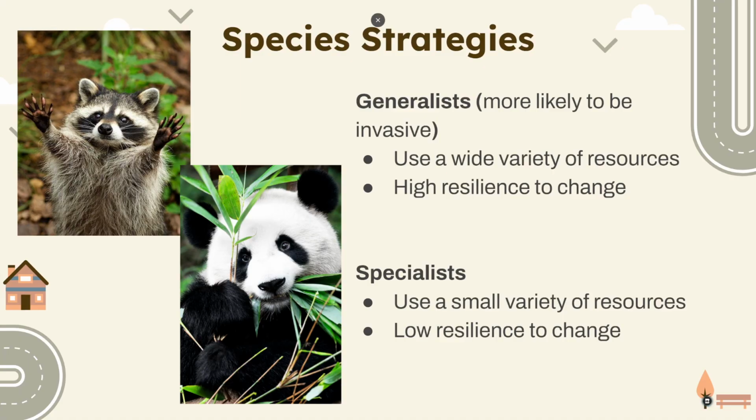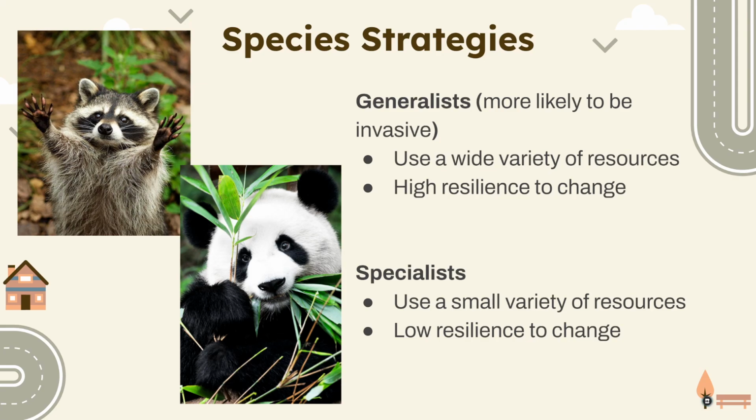When discussing ecological roles, species can be categorized by their resource use. Generalists are species that use a wide variety of resources, and they have high resilience to change because they can switch resources if needed. They are more likely to become invasive. Think of organisms like a raccoon or a cockroach.